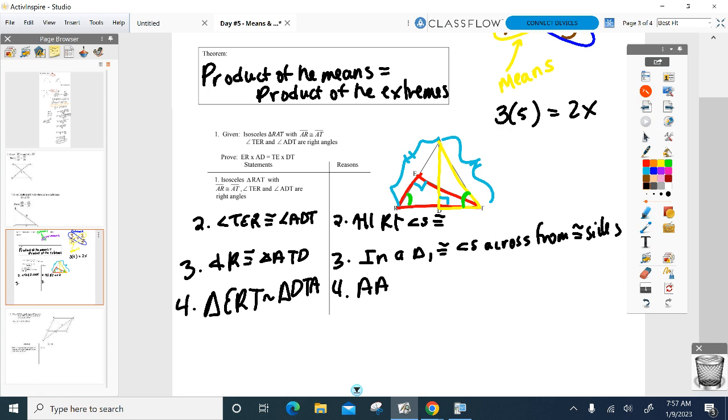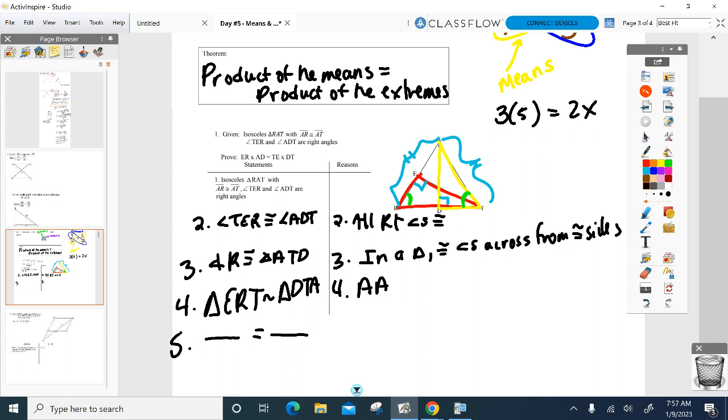We're all good so far? Everyone caught up? I am now going to go to means and extremes. What do I need to cross multiply? I still need a what, Spence? I need a proportion now, so I can cross multiply. All right, how do I build this proportion? Go back to your proof statement.